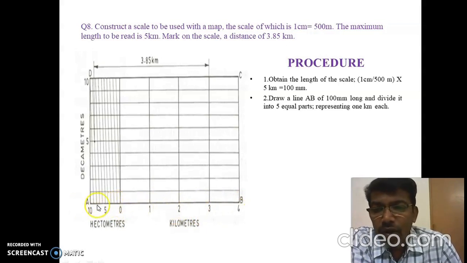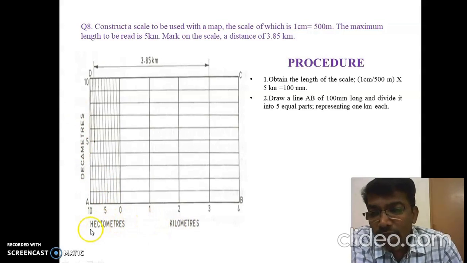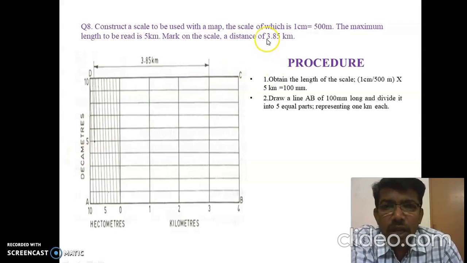Once again I have to divide the left hand side into hectometers, because this is units, this is subunits and this is sub of subunits, that is kilometers. 1 by 10th of a kilometer is nothing but a hectometer and 1 by 10th of a hectometer is nothing but a decameter. So now this 3.85 is going to be divided into 3 kilometers, 8 hectometers and 5 decameters. Is it clear? 3 kilometers, 8 hectometers, 5 decameters. So like that you have to show it.